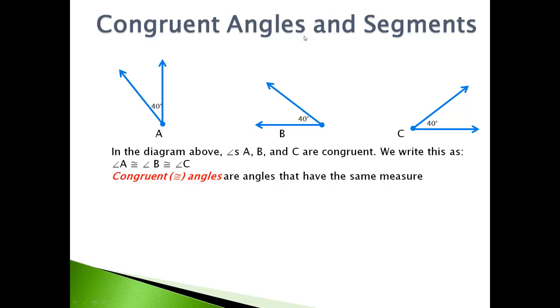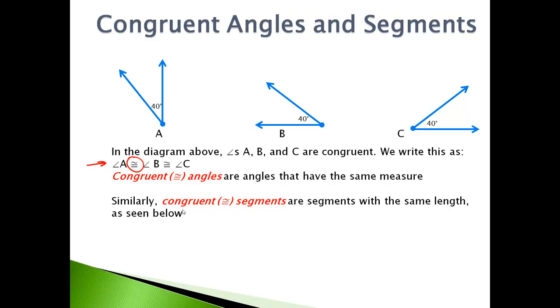And now, congruent angles and segments. In the diagram above, angles A, B, and C are all congruent. We know this because they're all 40 degrees. Congruent means they're the same. So we write it like this. Angle A is congruent to angle B, which is congruent to angle C. Okay, congruent angles all have the same measure. So this means congruent. Okay, and don't forget to put your angle sign in front.